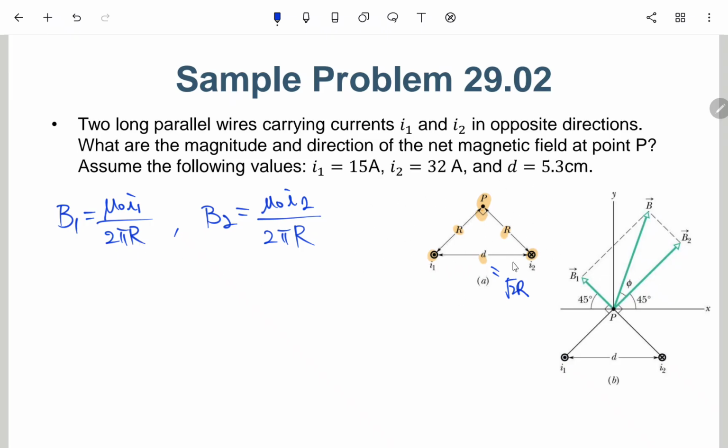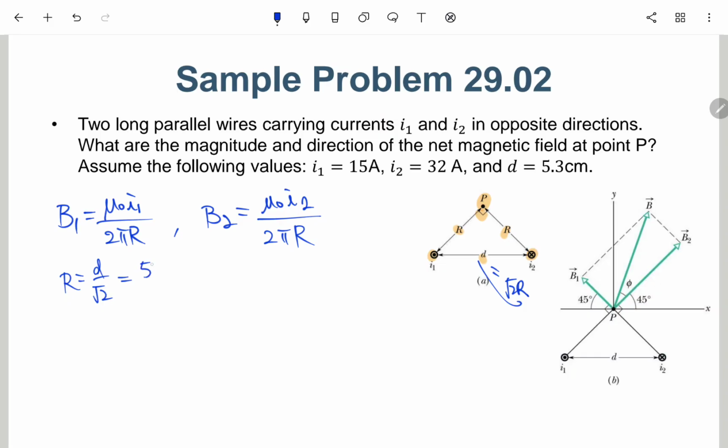Of course the direction of the B field generated at point P are different, so we need to discuss it further. And actually according to this one, D is square root of 2 times R. So R is D over square root of 2.